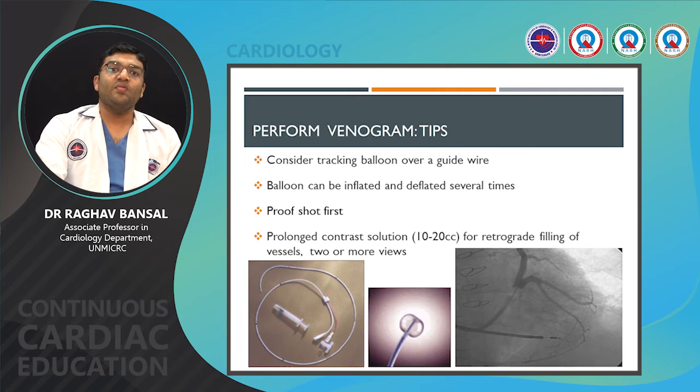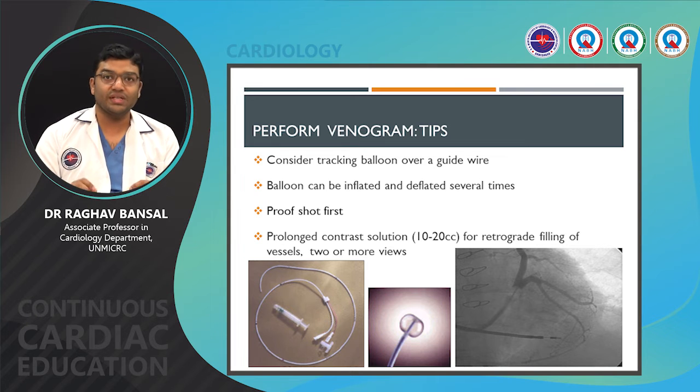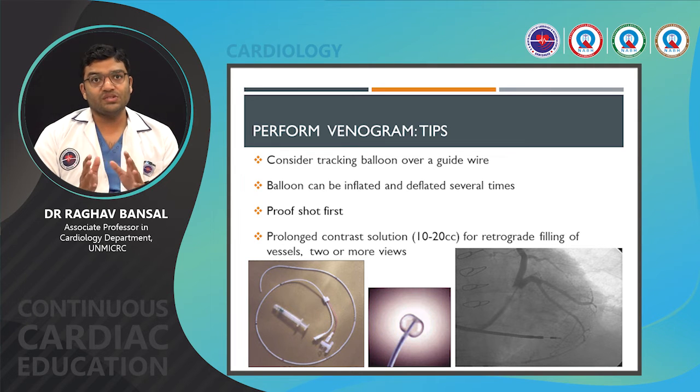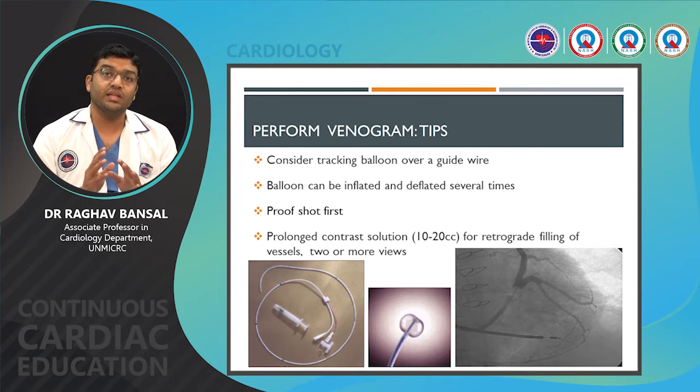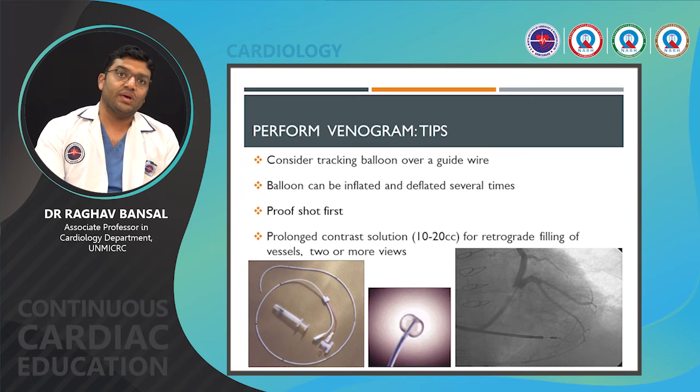The best way to perform a venogram is with a balloon catheter. The balloon should be inflated and deflated several times outside so that it doesn't get stuck inside. And when we are taking a shot, just give a small proof shot first, to see that the lumen of the catheter is freely lying inside the CS and it is not abutting the wall of the CS, to prevent any dissections of the CS while injecting.